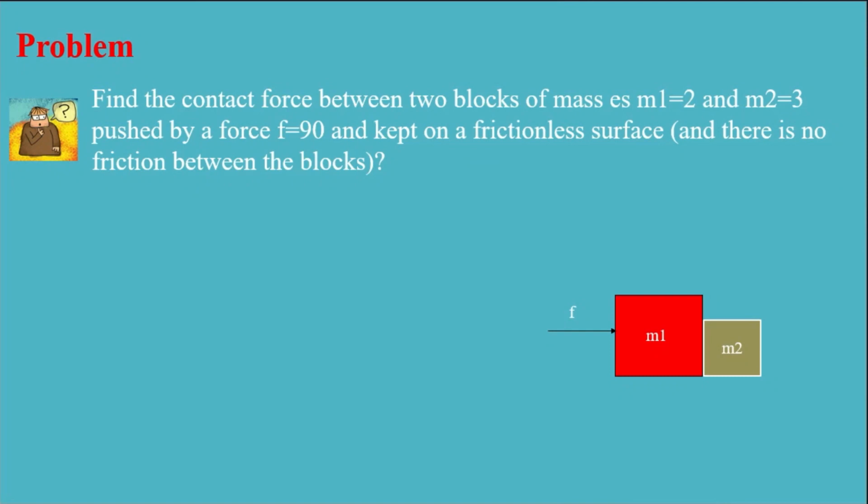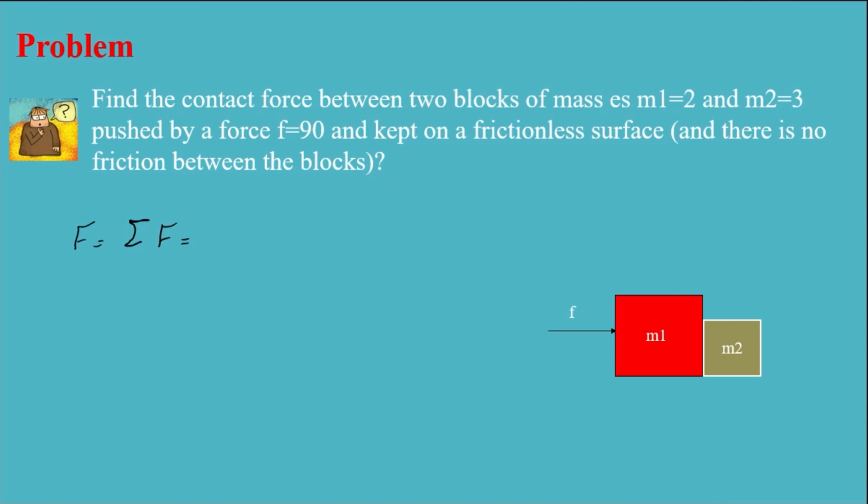Here I have two blocks with a mass of m1 and m2 and force F applied to the first block with a mass of m1. And I need to find the force applied to each box. Let me write down Newton's second law first. My total F is equal to the sum of the forces applied to the object, right?